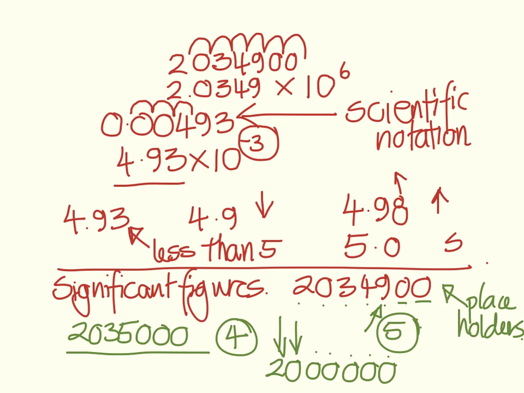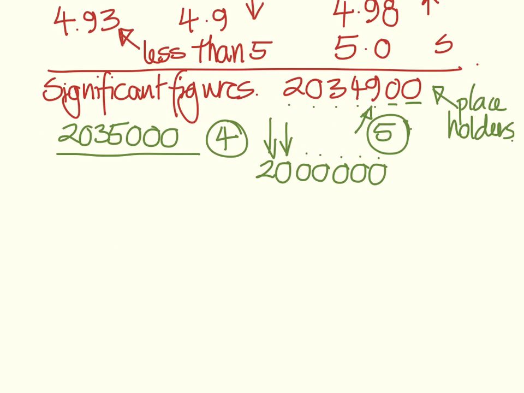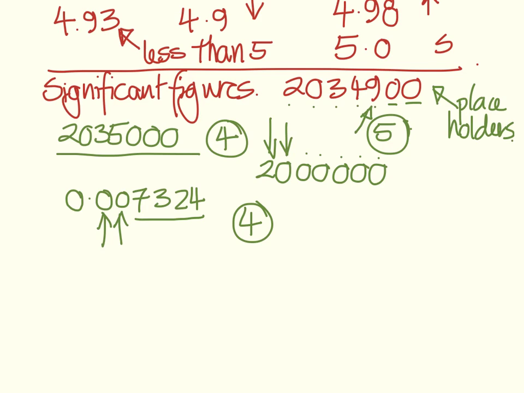Oh no, I think I can go like this and have a look at a smaller number. If I've got 0.007324, once again, these two are placeholders. So we have, in this case, 4 significant figures. If we are going to round it to 2 significant figures, we round these 2 up. Okay, so it is 0.0073.